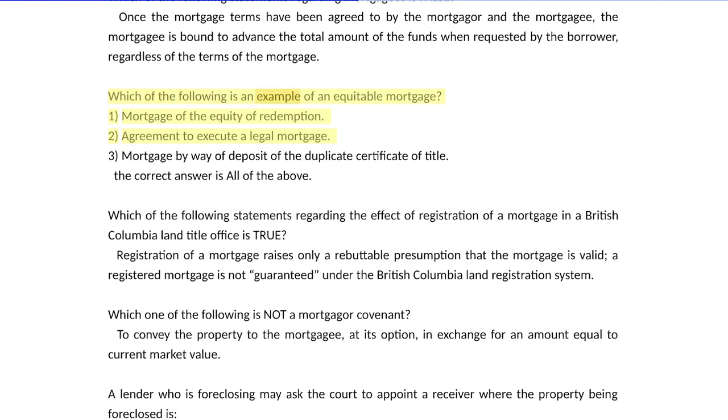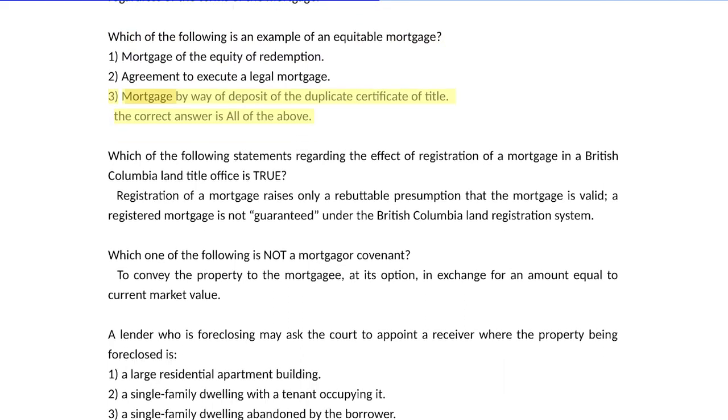Which of the following is an example of an equitable mortgage? 1. Mortgage of the equity of redemption. 2. Agreement to execute a legal mortgage. 3. Mortgage by way of deposit of the duplicate certificate of title. The correct answer is all of the above.